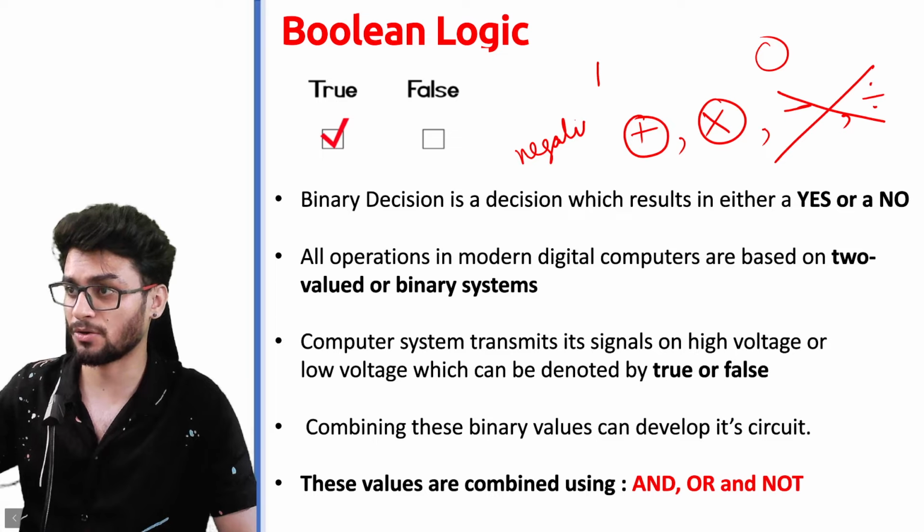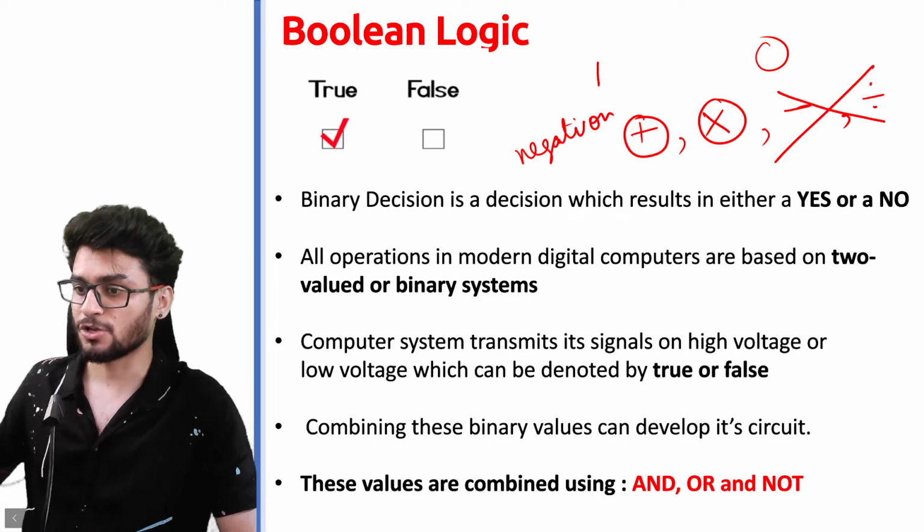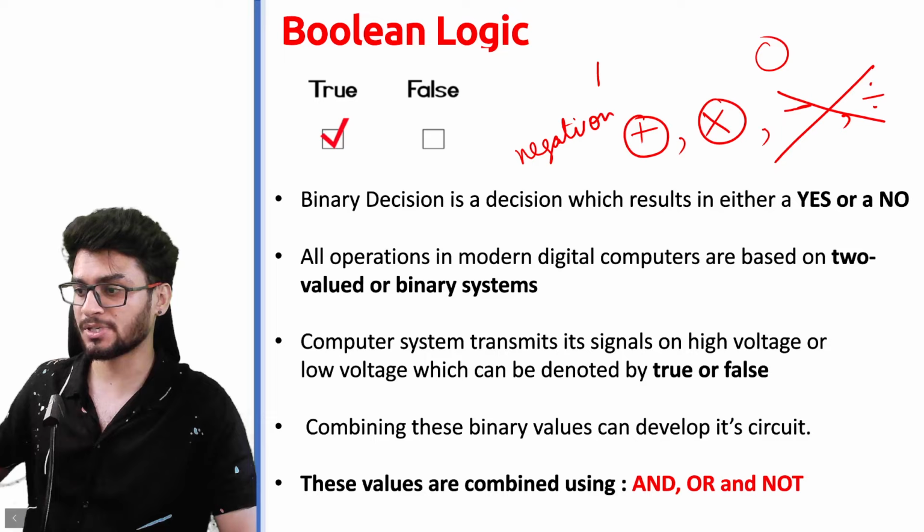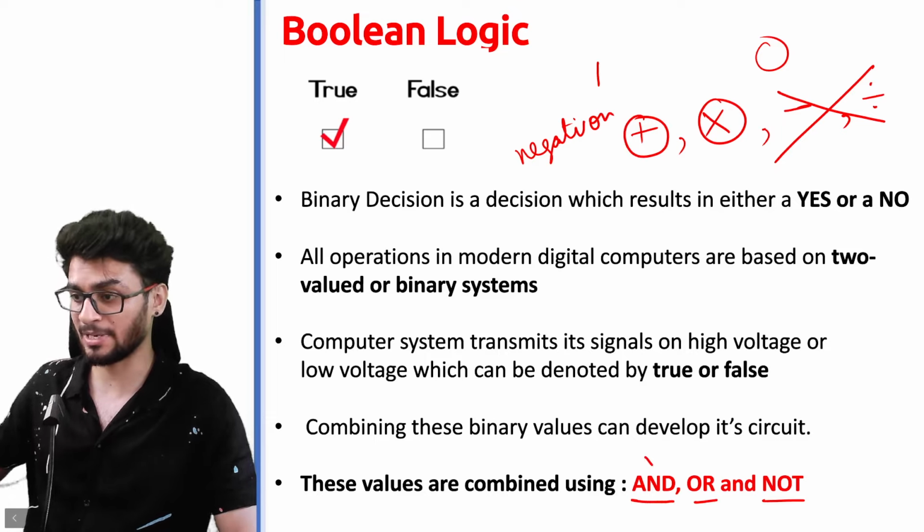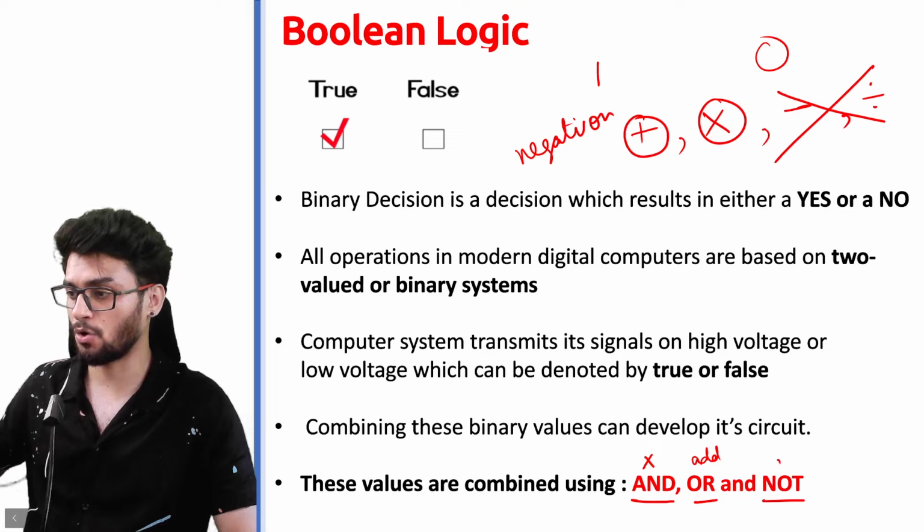Negation matlab apne opposite kar diya kisi bhi value ka. So these values are combined using AND, OR and NOT. AND ka matlab hota hai multiplication, OR ka matlab hota hai addition, NOT ka matlab hota hai inversion ya fir opposite.